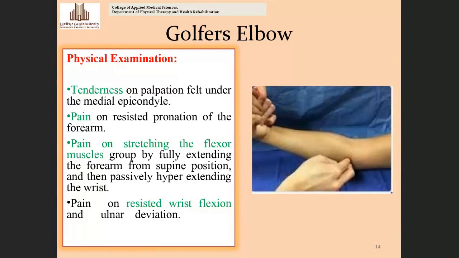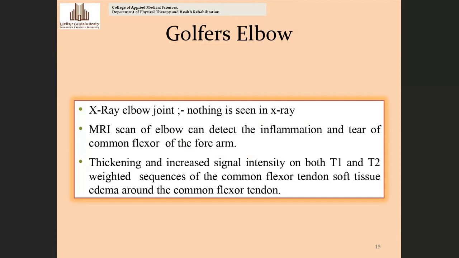Next is pain on resisted pronation of the forearm. When you give resistance to the pronation and ask the person to pronate, pain is elicited at the medial epicondyle of the humerus. Then there is pain on stretching the flexor muscles: when you stretch the wrist flexors, it produces pain at their origin. There is also pain on resisted wrist flexion and ulnar deviation. These are combined movements which elicit pain at the medial epicondyle of the humerus. These are some of the important physical examinations. Apart from that, there are some other investigations, especially the same as for tennis elbow.